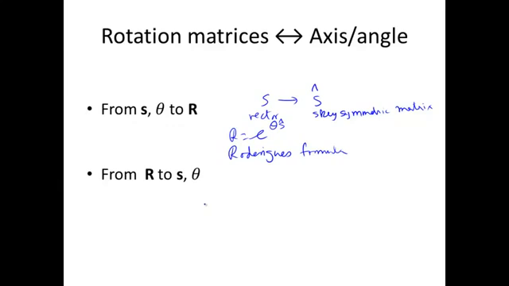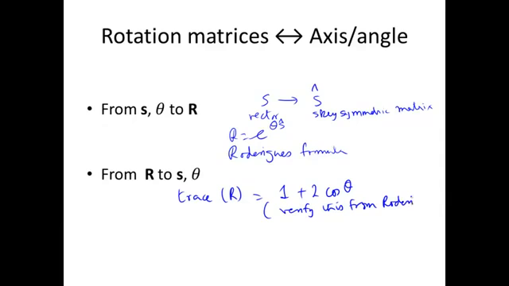Let me show you how we can get the angle theta, the total amount of rotation. It turns out that the trace of R, and what's the trace of R? It's the sum of the diagonal entries. This is equal to 1 plus 2 cosine theta, and you can verify this from Rodrigues formula. So since we have the rotation matrix R, we can compute theta, so we know the amount of rotation.